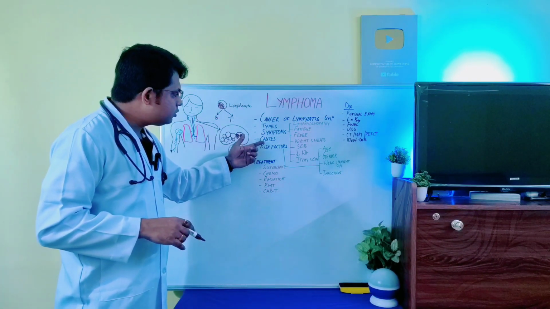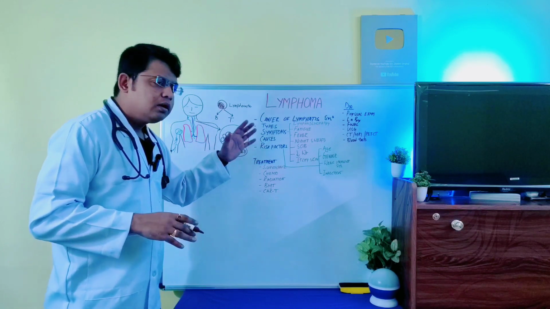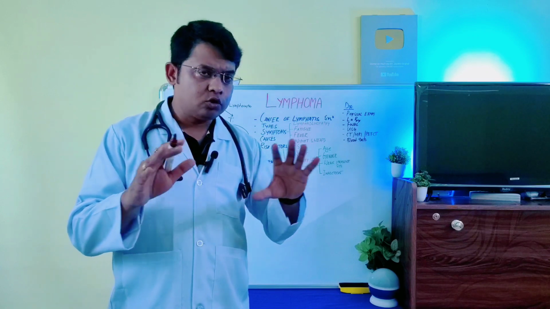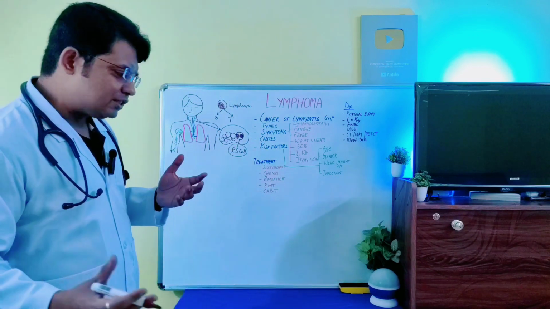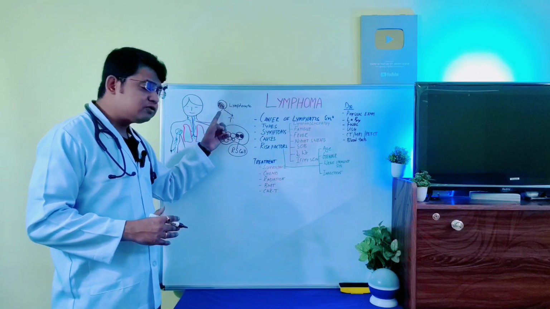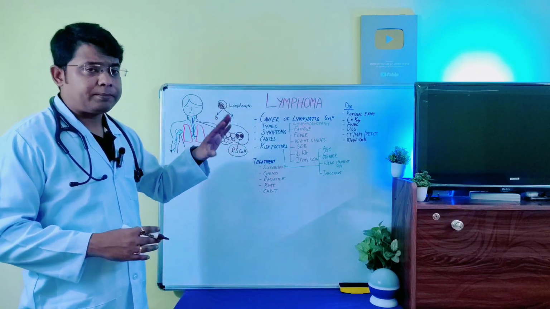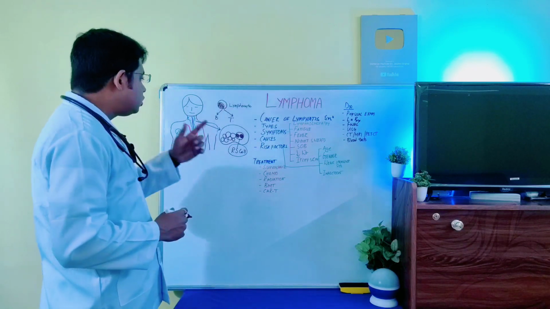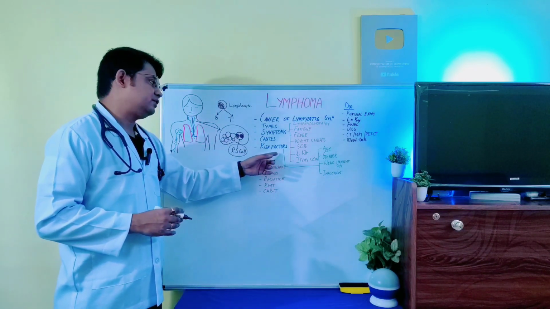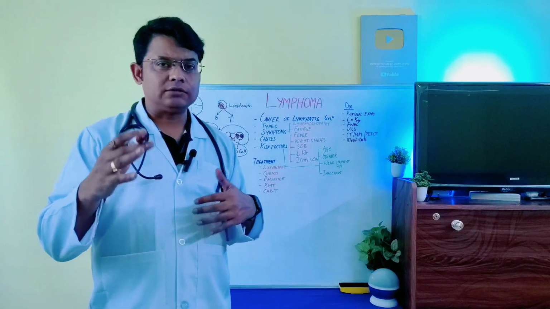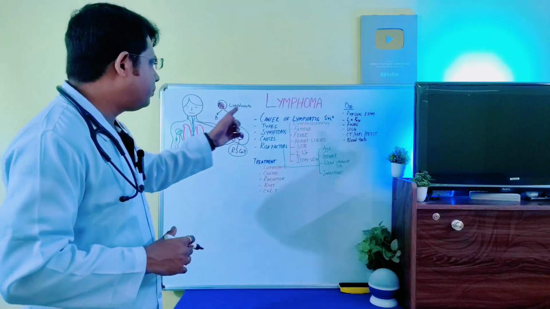Now talking about the causes, a lot of times the exact cause behind lymphoma is not known. It is assumed that there is some kind of mutation within the lymph node, within the lymphocytes, that causes their rapid proliferation and decreased destruction. But there are some risk factors which have been shown to be associated with development of lymphoma.